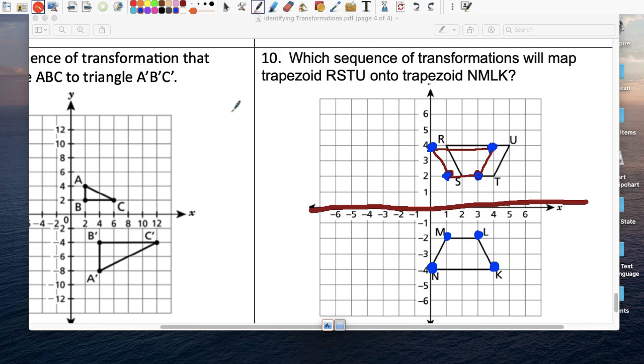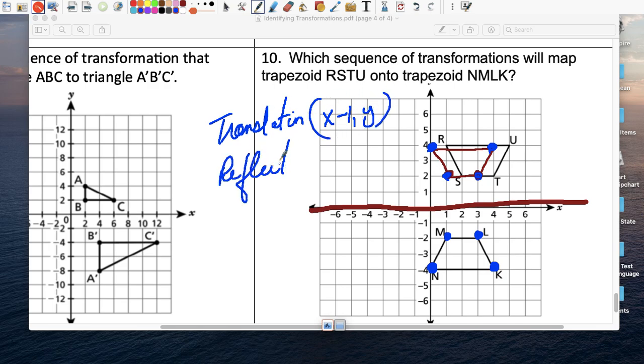So this was a translation, and we can just write x minus 1, the y stays the same, and then a reflection over the x-axis. Not as bad. There's some work to do, but not really that bad.